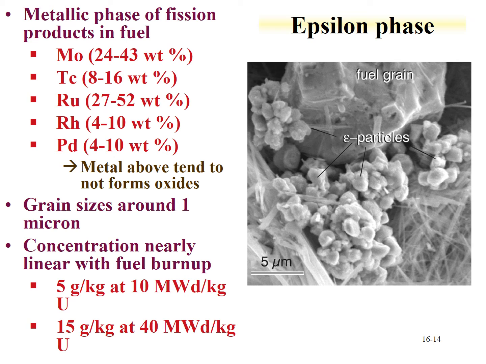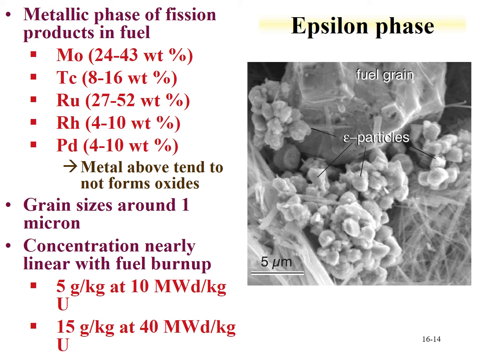Metallic phases can also form. These are called epsilon phases, and these materials are composed of the elements molybdenum, technetium, ruthenium, rhodium, and palladium. If one does a cursory examination of these elements on the periodic table, one of the properties is that they tend not to oxidize. So these metals tend not to form oxides. If we have a limited amount of oxygen in the fuel, with the only oxygen being available from the UO2 or UO2 plus X, we can expect the formation of these metal phases.